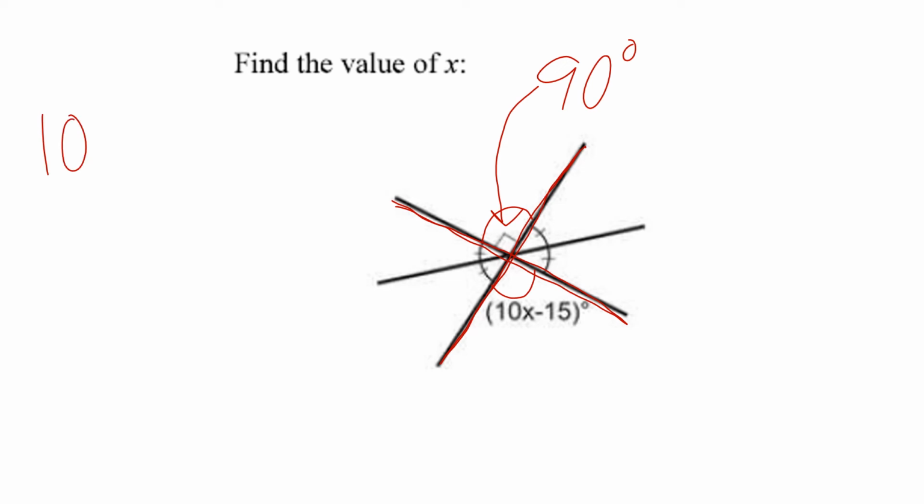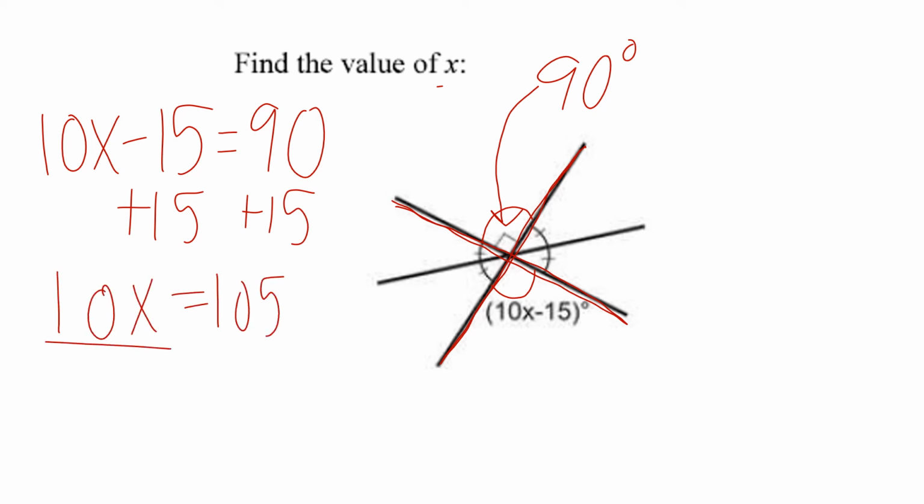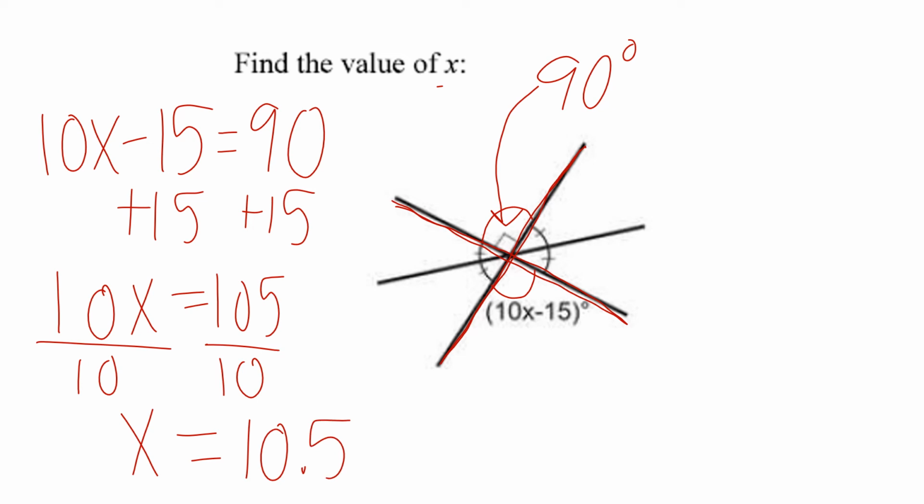So 10x minus 15 is going to be equal to 90. So if we want to find the value of x, we just have to solve our equation. I'm going to add 15 to both sides. So 10x equals 105. Divide by 10, divide by 10. So x equals 10.5. Cool.